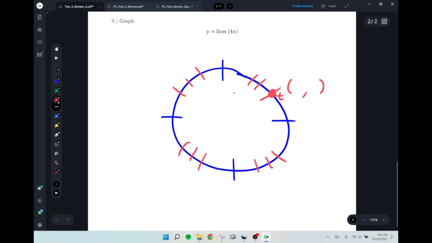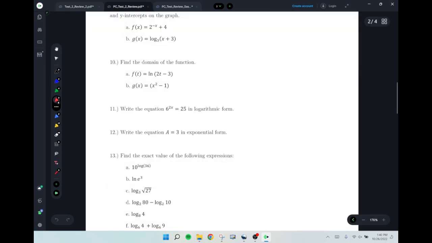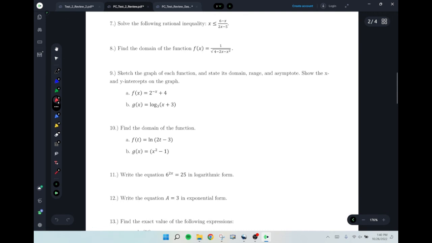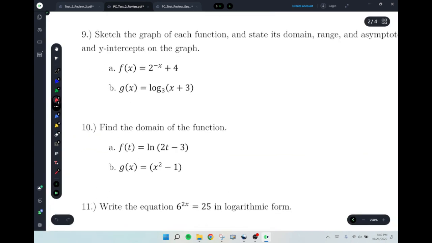On number 9, when you say sketch the graph of each function and state its domain, range, and asymptote, what do you mean by that? So: sketch the graph of each function and state its domain, range, and asymptote. Show the x-intercepts and y-intercepts in the graph. So I literally mean for each of these, I would do the x and the y-intercepts first. It just makes it easiest for me. So I plug in 0. Like here, I can do the first one pretty quick. So y-intercept. This is the one I do first. You don't have to do what I do first.